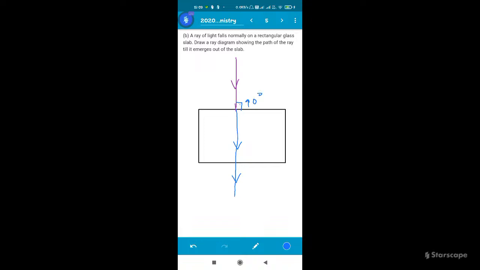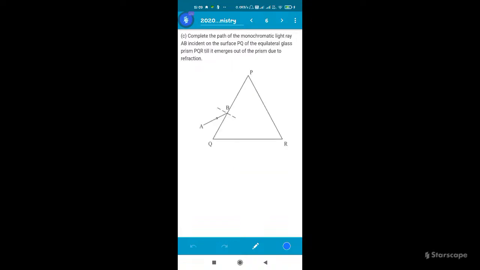Just imagine, for such a small diagram you are going to get 2 marks, and 2 marks is not a small thing. So this is the answer. This is the required diagram. Very simple. So I guess this is also clear. Let's move on to the next question now.